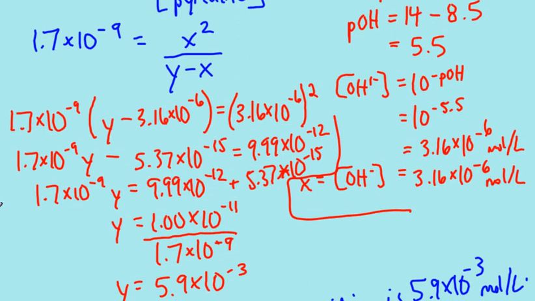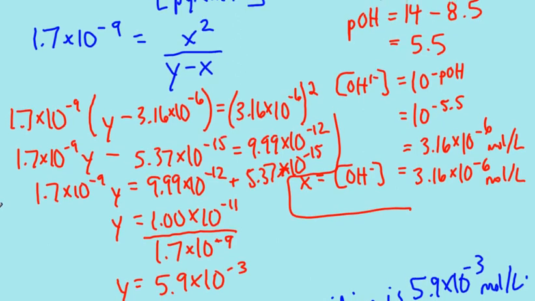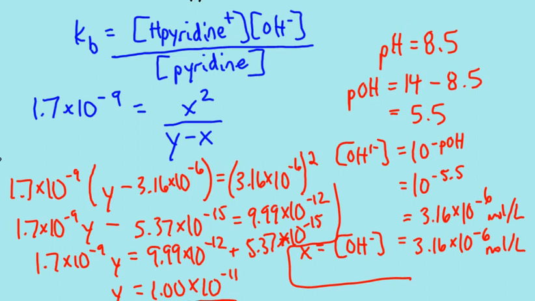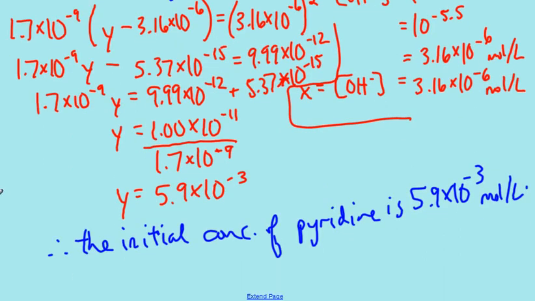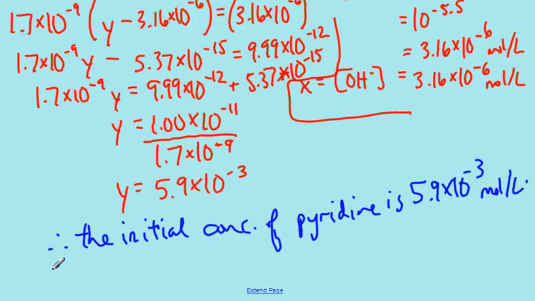And it's probable here that we actually could have ignored the x. We could probably have made the assumption, since Kb is very small, that we could ignore the x in the denominator. That's something you're welcome to try out. You can retry this question, assuming that you can get rid of that x, and see if you get the same answer for y.